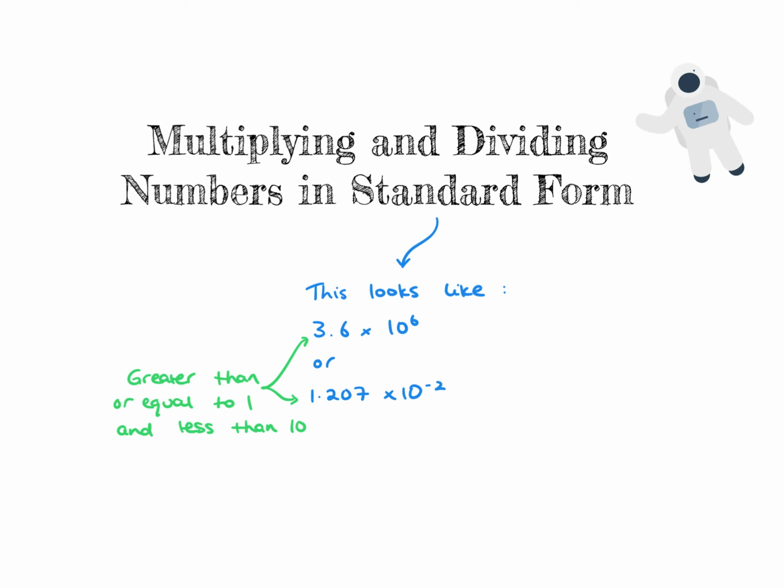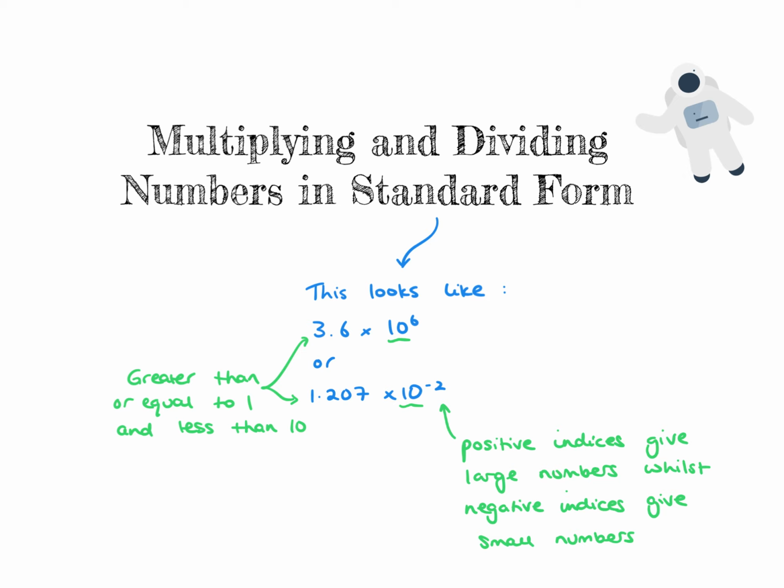Then we will always multiply this by 10 to the power of something, and that power or that index will be a whole number. And if we're working with a positive power, that tells us we have a very large number, whilst the negative power tells us we have a very small number, a number less than 1. We can convert from standard form into an ordinary number by simply evaluating the calculation.